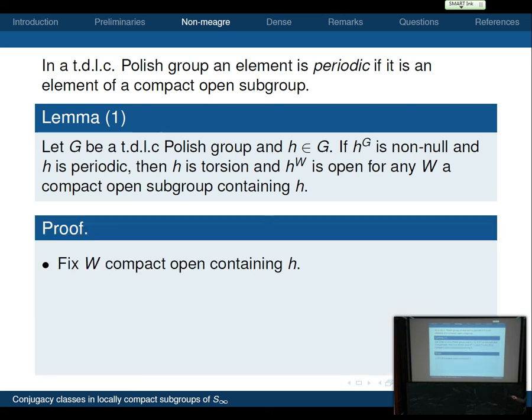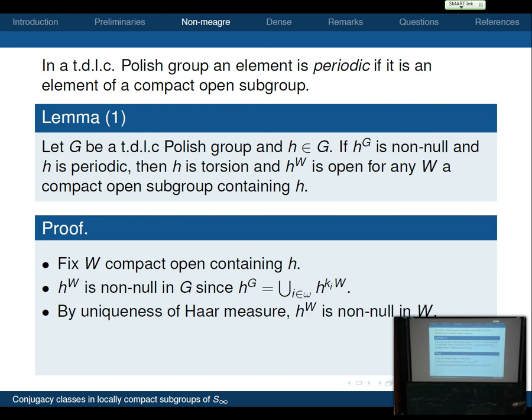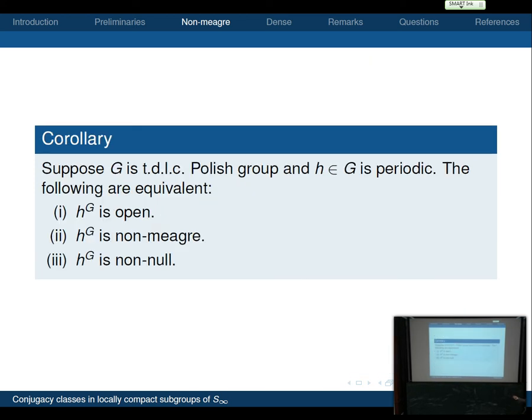And what's the proof? So fix some compact open subgroup containing H. It's sort of easy to see that the conjugacy class of H in W is non-null with respect to G's Haar measure. By uniqueness of Haar measure, the conjugacy class of H in W is non-null in W. By the previous theorem, the conjugacy class of H in W is open and H is torsion. So from this, we get a nice corollary.